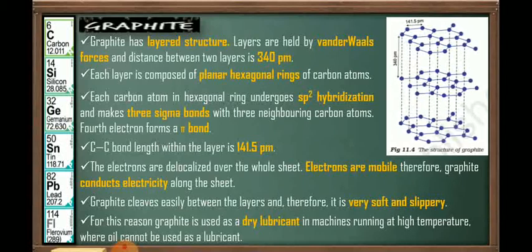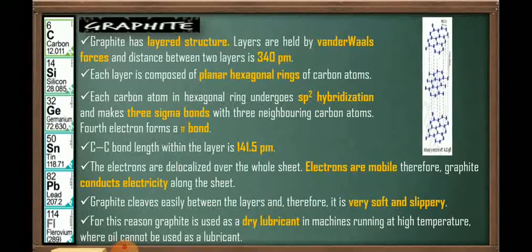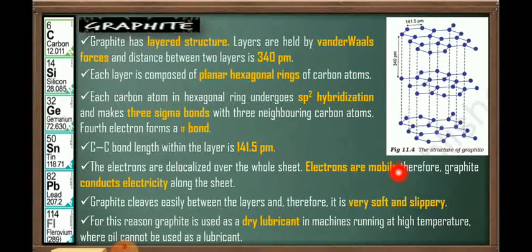And you know, graphite cleaves easily between the layers. These layers are held by van der Waals force of attraction and are cleaved, broken very easily. Therefore, graphite is said to be very soft and slippery. In graphite also, the carbon-carbon bond is very strong, but due to the layered structure and the weak van der Waals force of attraction between the layers, layers will cleave, layers will break.